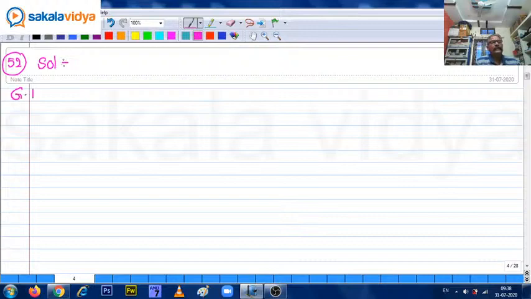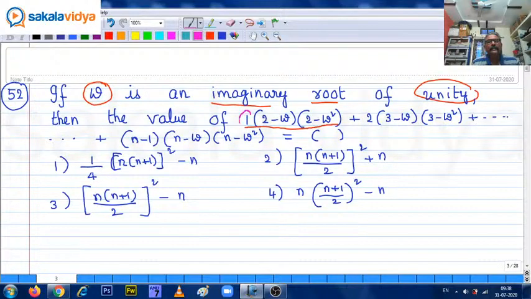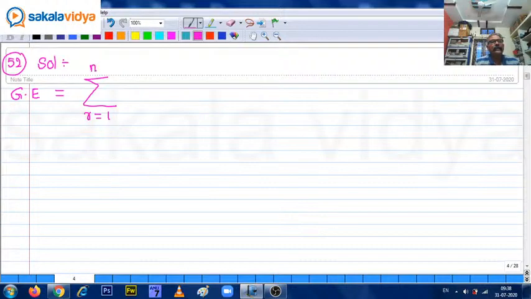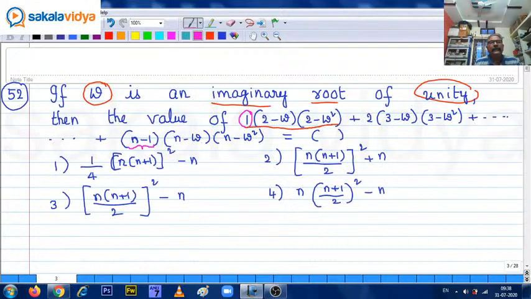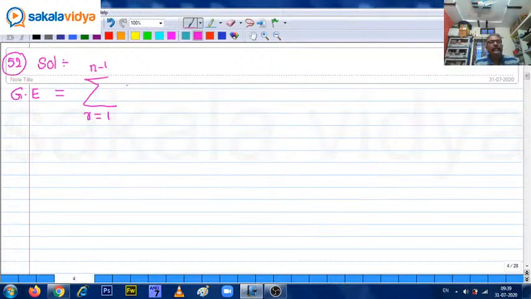Now this given expression can be written as sigma r is equal to 1 to n minus 1. General term, let us write it now. You observe it now here. For example, here 2 is there, 2 minus 1 we have. Here 2 is there, the 2 will be 3 minus 1. Here n will be there, n minus 1. So in general we can write the rth term.